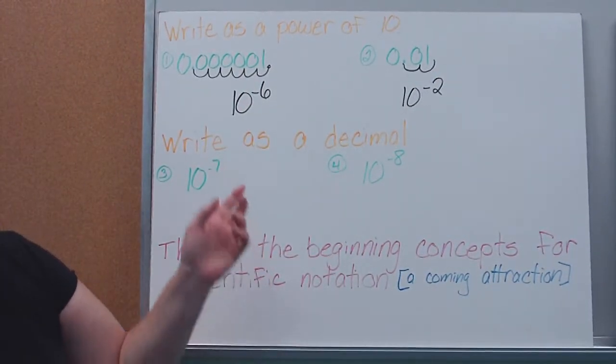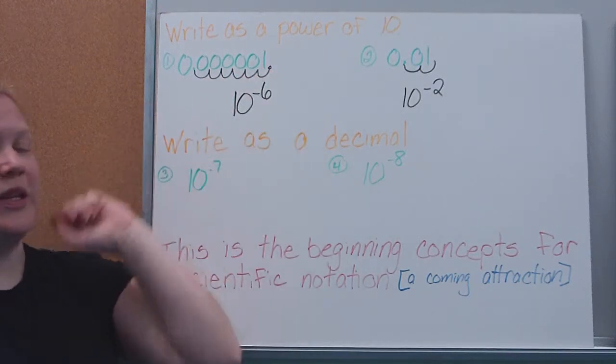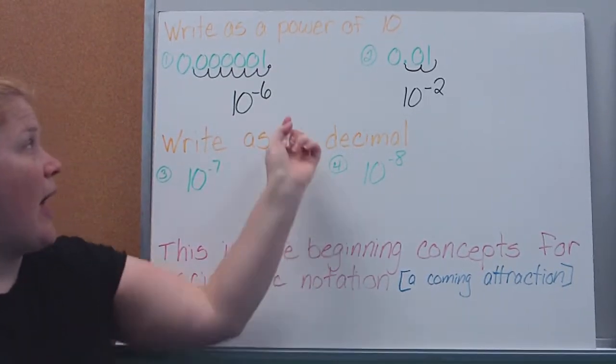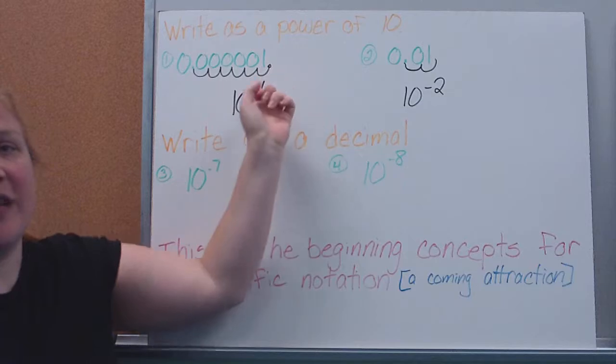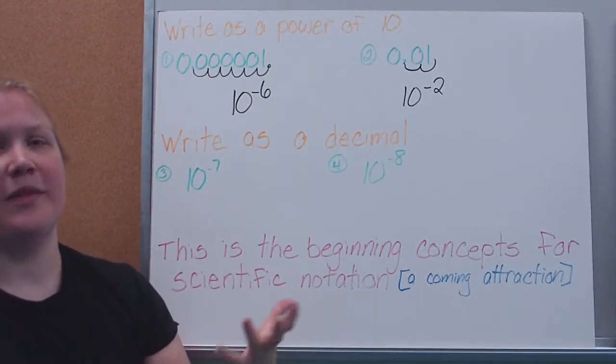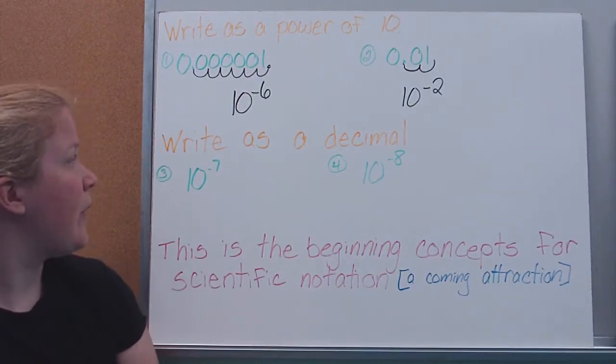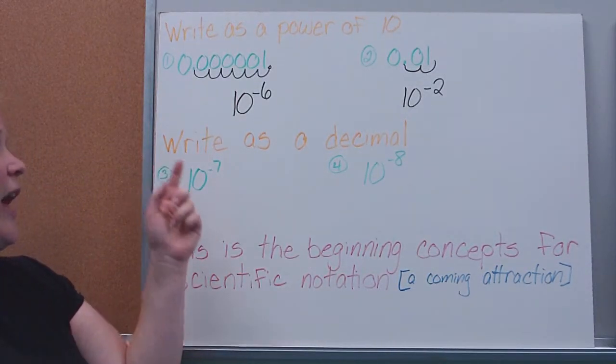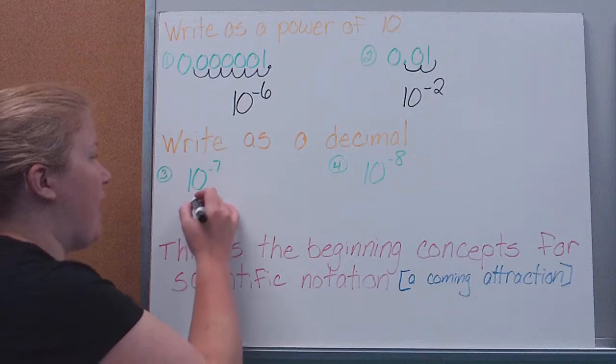So if I'm looking at the decimal, basically I just need to count how many places I need to move that decimal to make a whole number, and that becomes my exponent of 10. It's the power of 10, so my base is 10. My exponent becomes the number of places I move the decimal. So here we're just going the opposite way, 10 to the negative 7th.